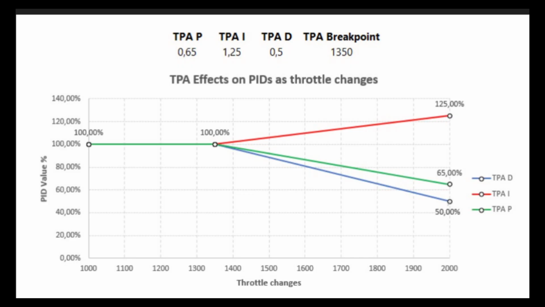Look at it. You can clearly see that our stabilising force, the I-term, has risen right to 125% at the breakpoint at 1350 on the throttle. And you can also see the dip of the P and the D balance, 65% and 50.